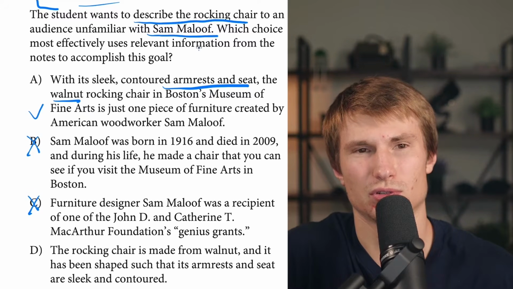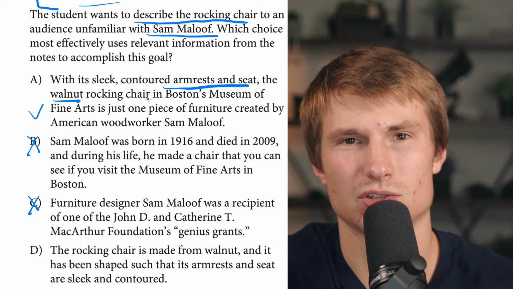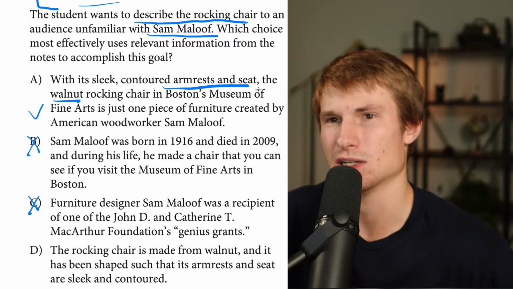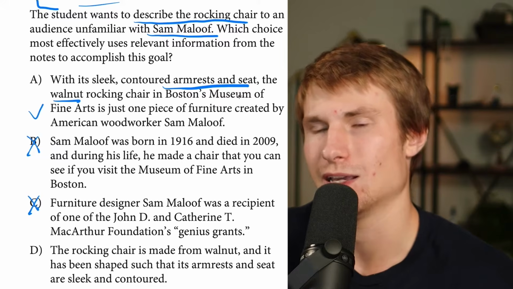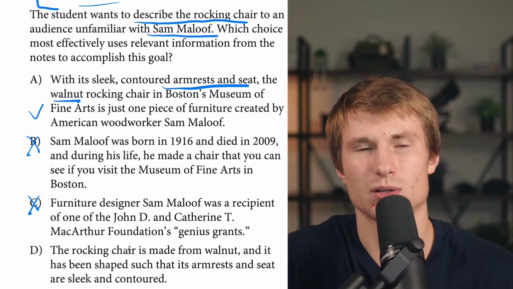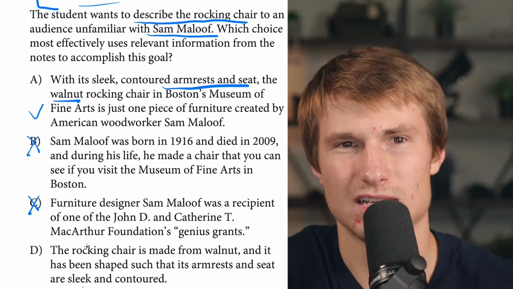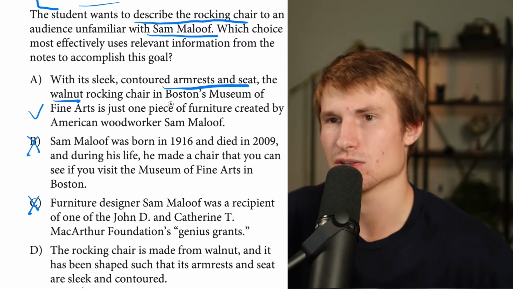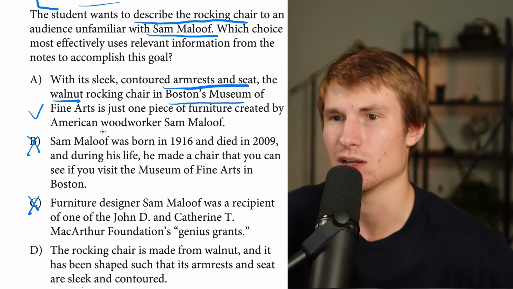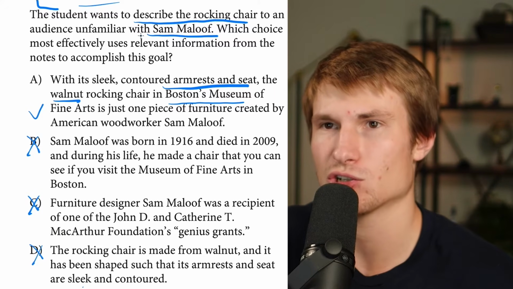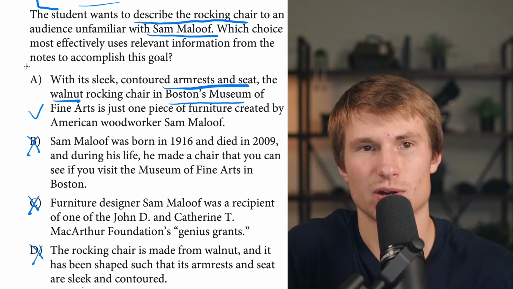Okay, so we know that we want to describe the rocking chair to an audience unfamiliar with Sam Maloof. Well, that means we would also want to introduce Sam Maloof. So A, with its sleek contoured armrests and seat, the walnut rocking chair in Boston's Museum of Fine Arts is just one piece of furniture created by American woodworker Sam Maloof, is providing pretty much all the same information that D provides, except it adds on who Sam Maloof is, and also the fact that it's in the Boston Museum of Fine Arts. So A is a much better description of the rocking chair to an audience unfamiliar with Sam Maloof. So our answer would have to be A.